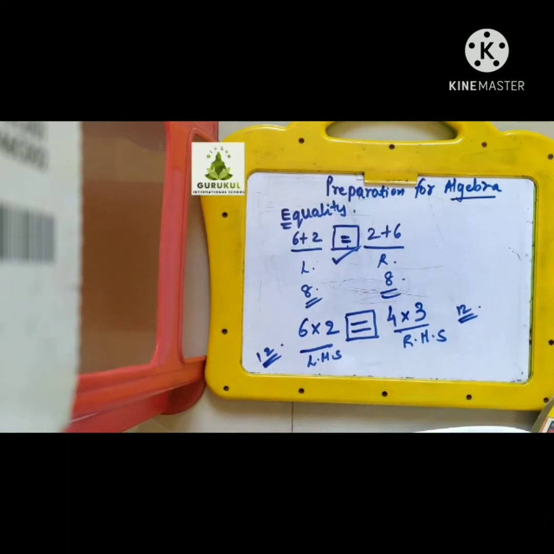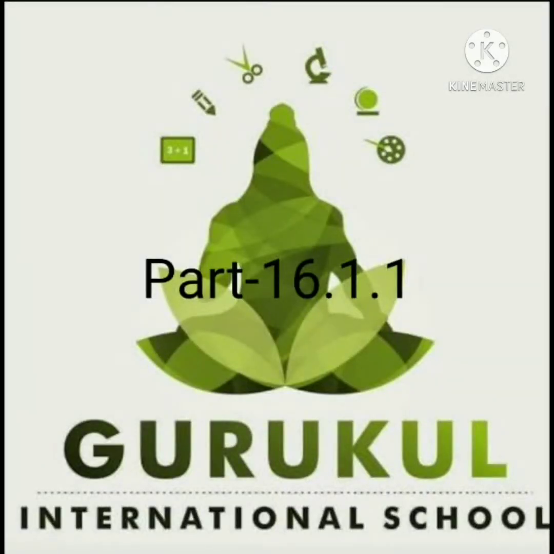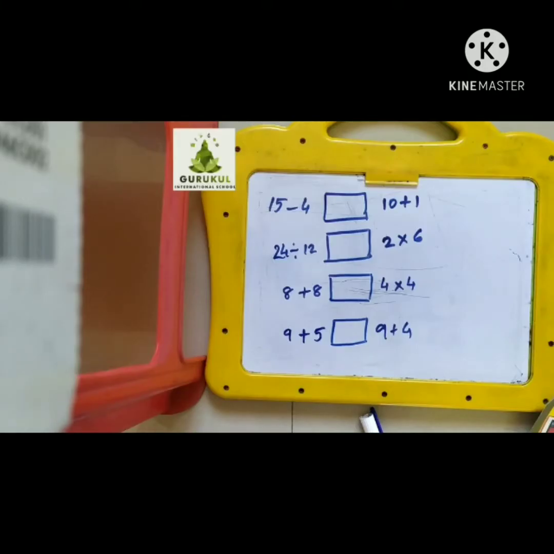Clear? So the basic idea here is, in algebra, when we talk about the term equality, you always see that the left hand side answer and right hand side answer in the box should come as equal. And if it is equal, you put an equal sign in the box, which is called an equality. I hope you have understood this. Let's take a few examples of equality.